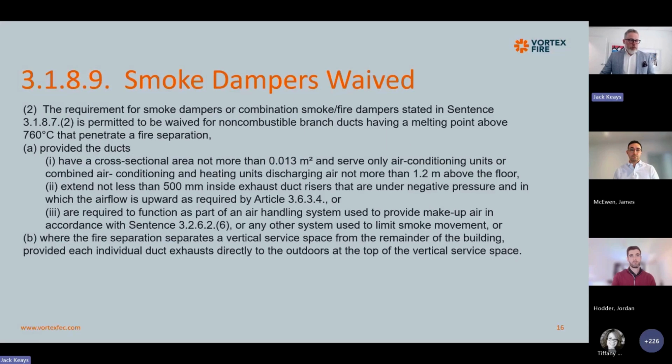So this is another one for the smoke damper waiver. We're not going to go too far into this one, but this has always been there, and this is how you arrange the duct to allow you to waive it. It has a very small cross-sectional area of 0.13, and it can be used for certain types of units.